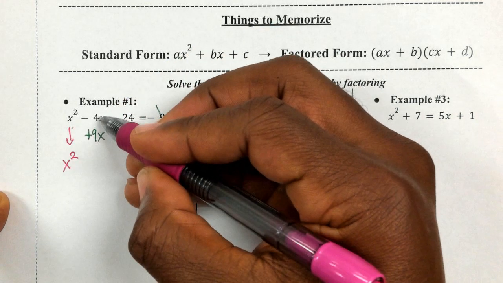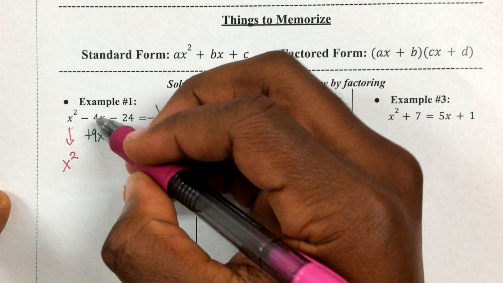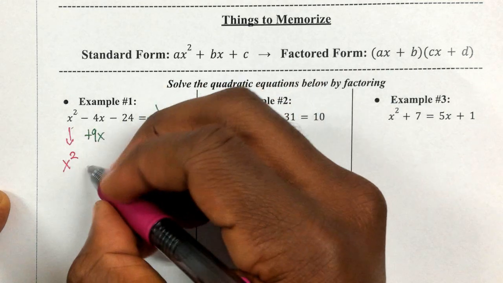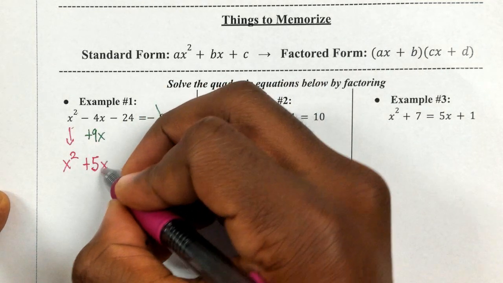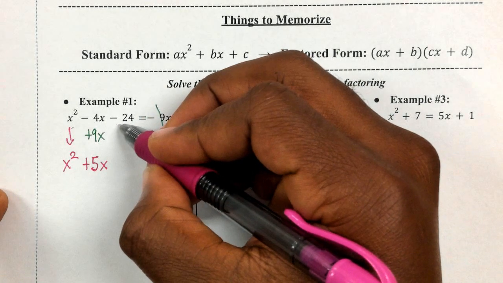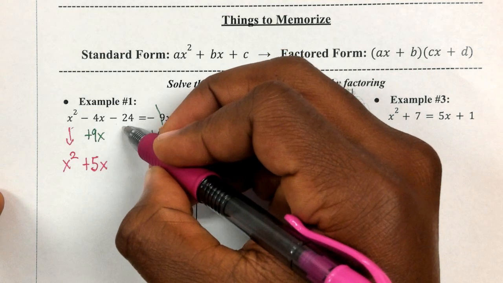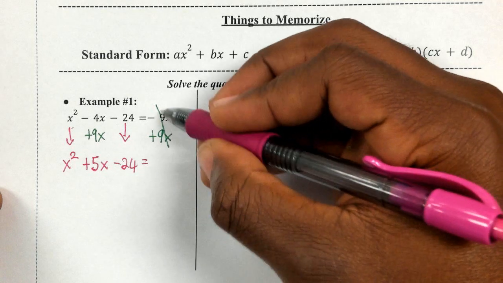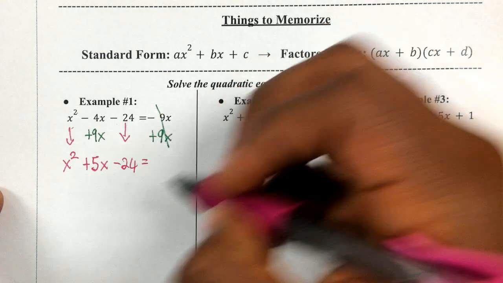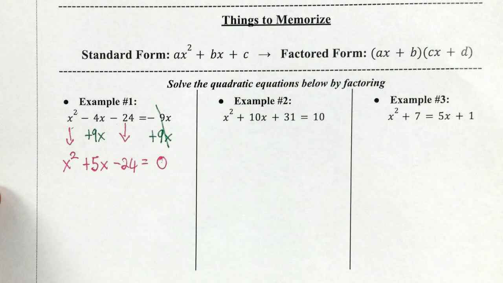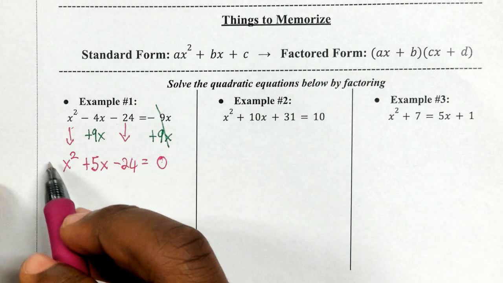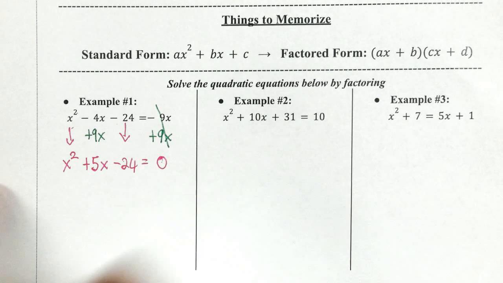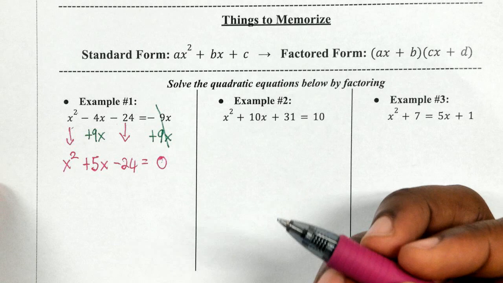Here I am adding something to negative 4x. Negative 4x plus 9x will give me positive 5x. Negative 24, I'm not adding or subtracting anything to it, so I bring it down. So everything cancels out over here. We're left with nothing. 0 represents nothing. Now that we have the standard form for a quadratic, we're going to now put it into factored form.